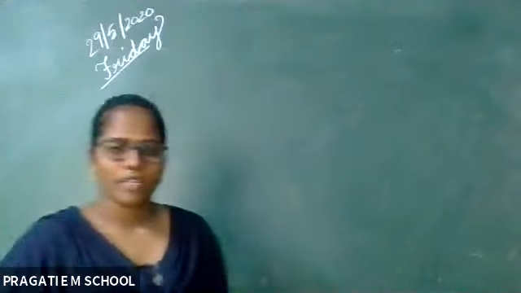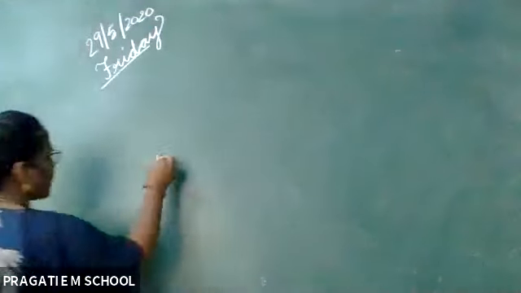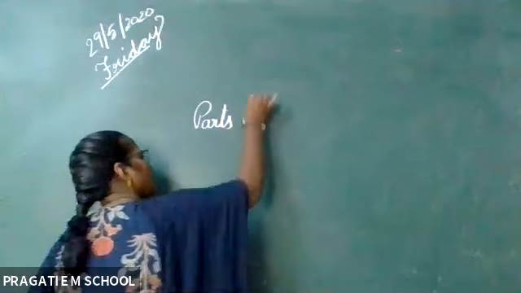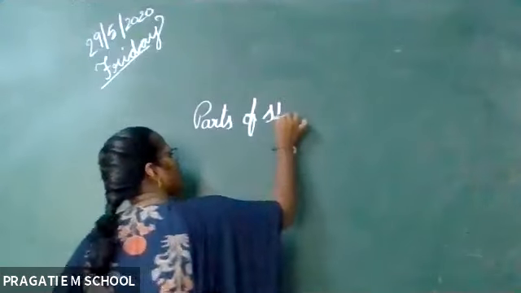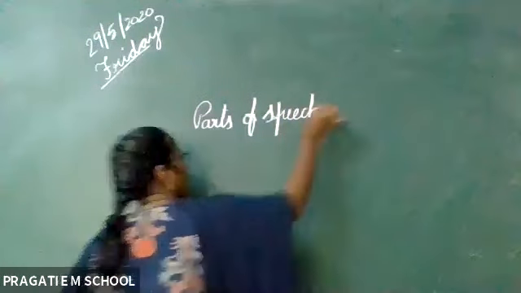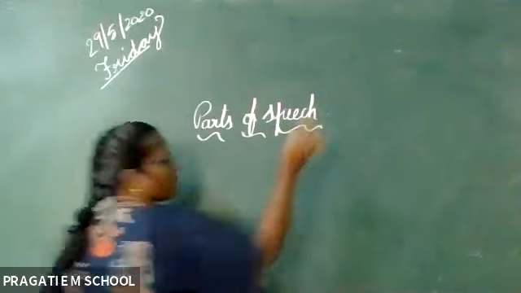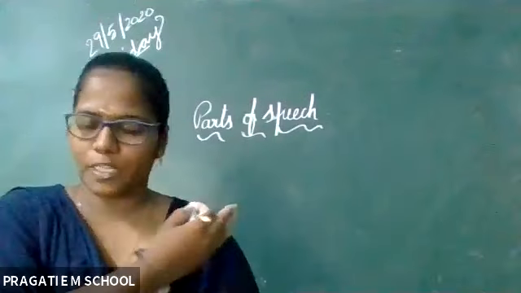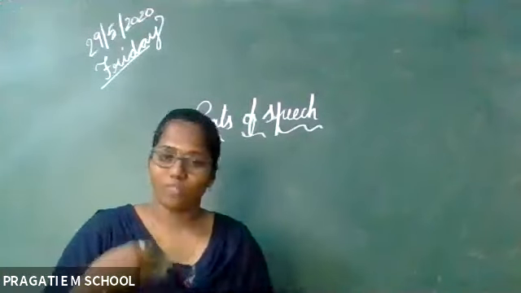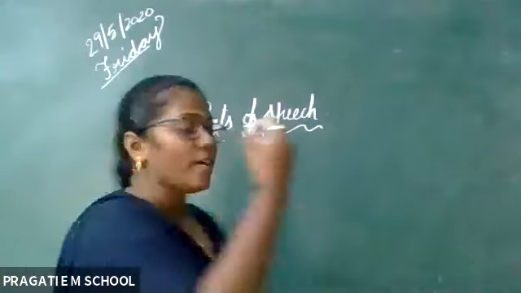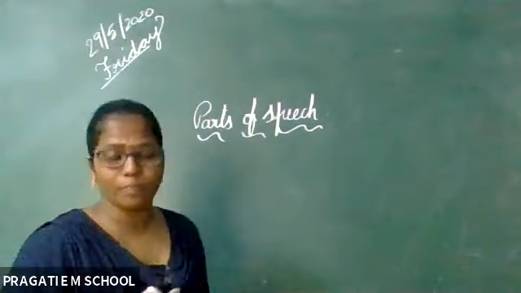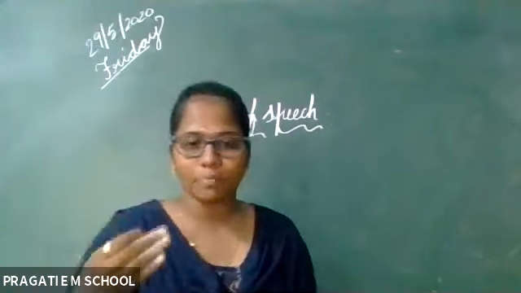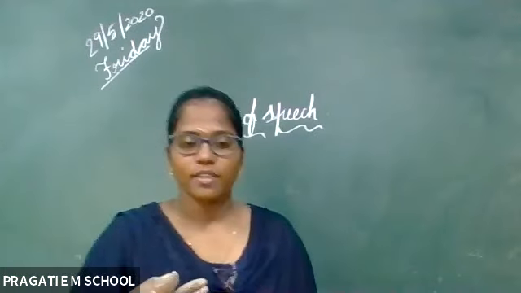What is meant by noun? What is meant by parts of speech? The words we are talking will come under these parts of speech. Whatever words we are speaking will come under these 8 types of parts of speech. As we all know, there are 8 types of parts of speech, isn't it?